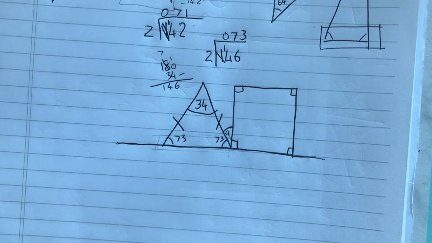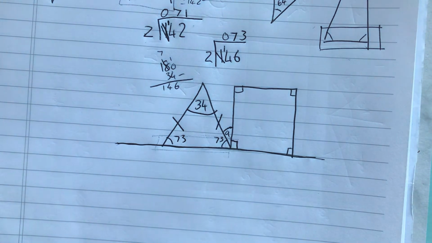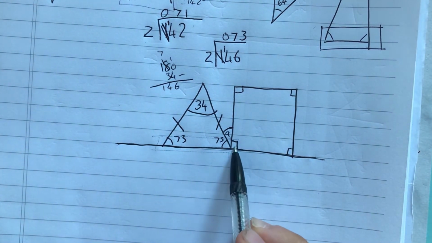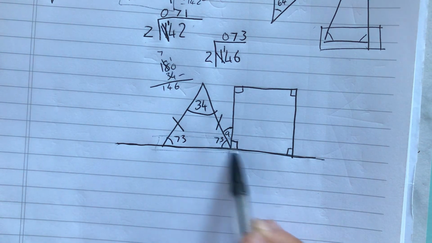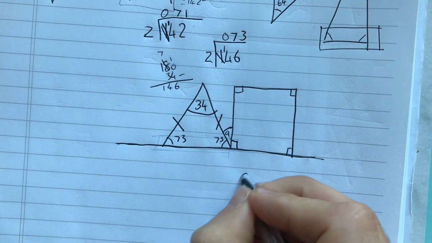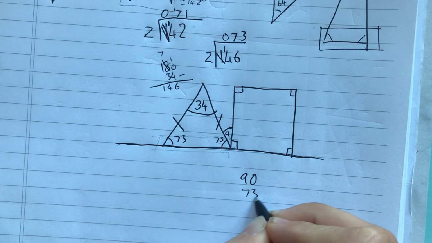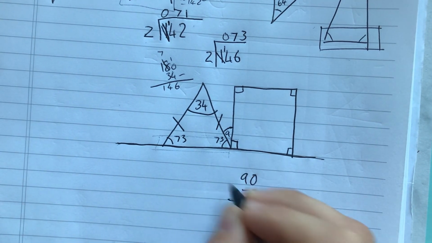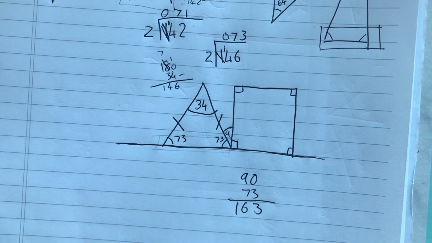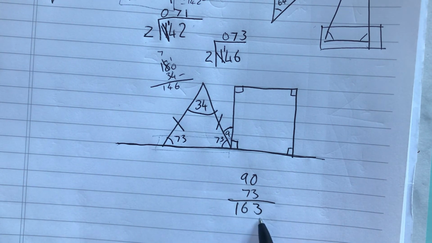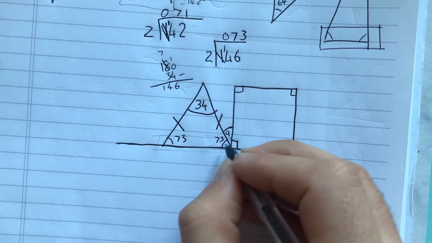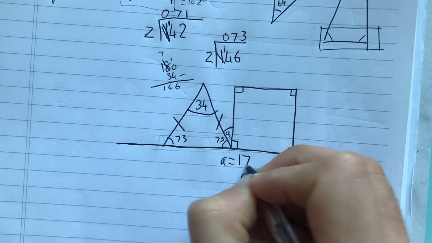However, that's still not what we needed. We need A. But hopefully now we've got enough information. We've got 90 and we've got 73. This is just like one of our do nows. So missing angle, 180, you've got 90, you've got 73. What have we got? Well, let's just go to 180. So 17 add 10 is 63. Add another 7. So A equals 17 degrees.